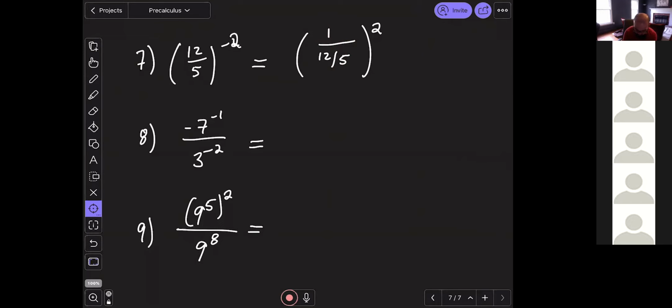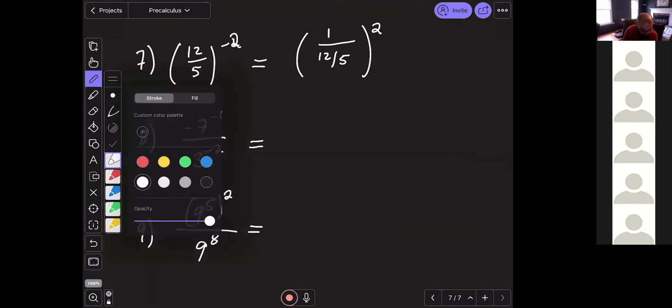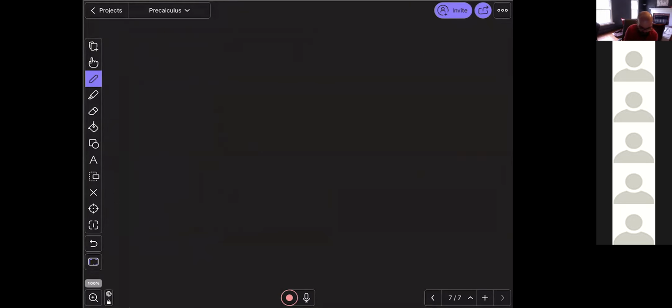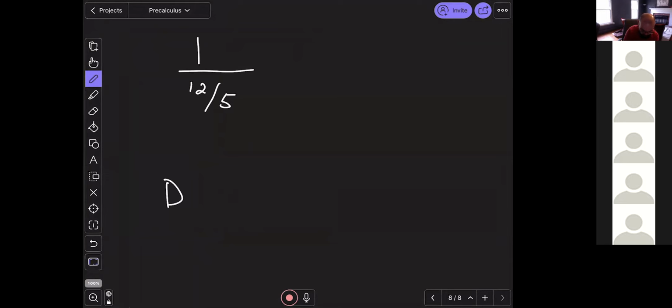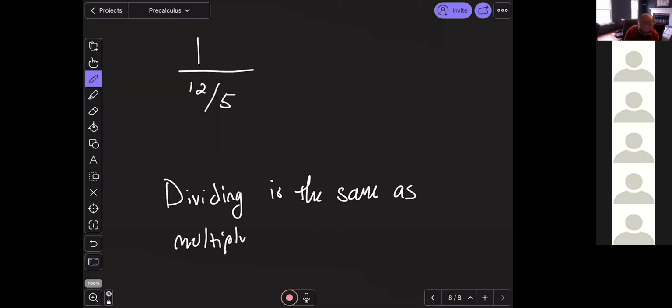So let's take this 1 over 12 over 5. We're going to go off to the side over here and think about this idea separately. What if I have 1 over 12 divided by 5? To get out of this, this is what I always think to myself. Dividing is the same as multiplying by the reciprocal.